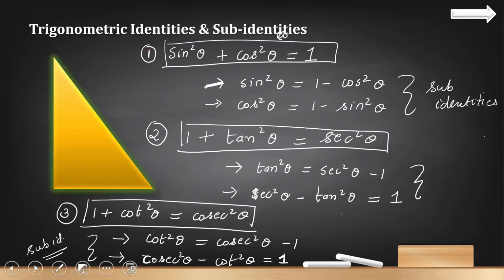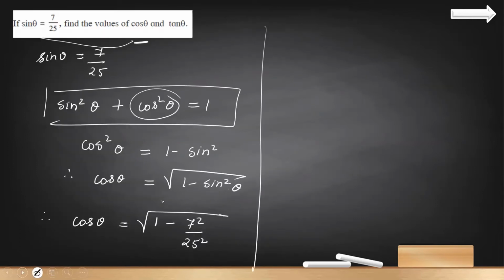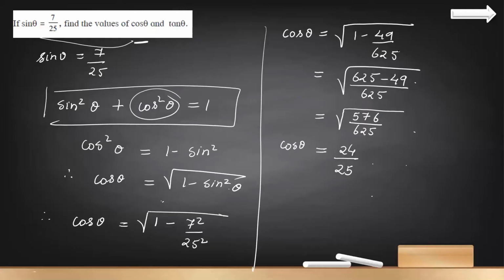Cos theta is equal to square root of (1 minus 49 upon 625), right? Now let us solve this and find out the value of cos theta. After solving this, we get root 576 upon 625. Taking a square root, we will get square root of 576 is 24, 625 is 25. So cos theta is equal to 24 upon 25.